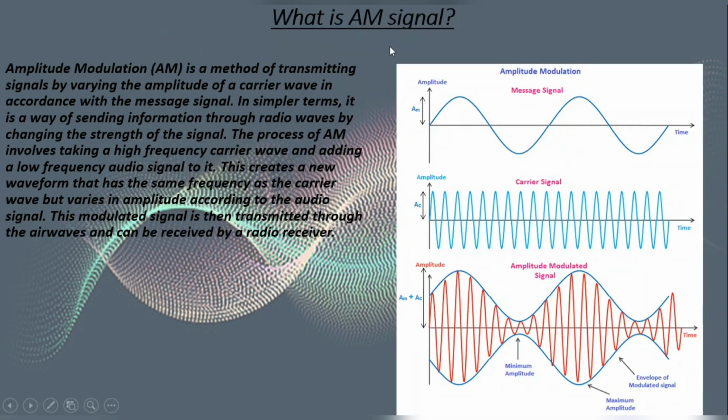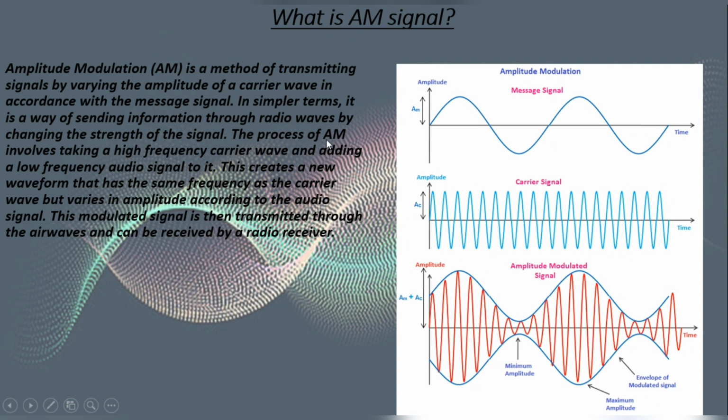What is AM signal? Amplitude modulation is a method of transmitting a signal by varying the amplitude of a carrier wave in accordance with the message signal. In simpler terms, it is a known way of sending information through radio waves by changing the strength of the signal.